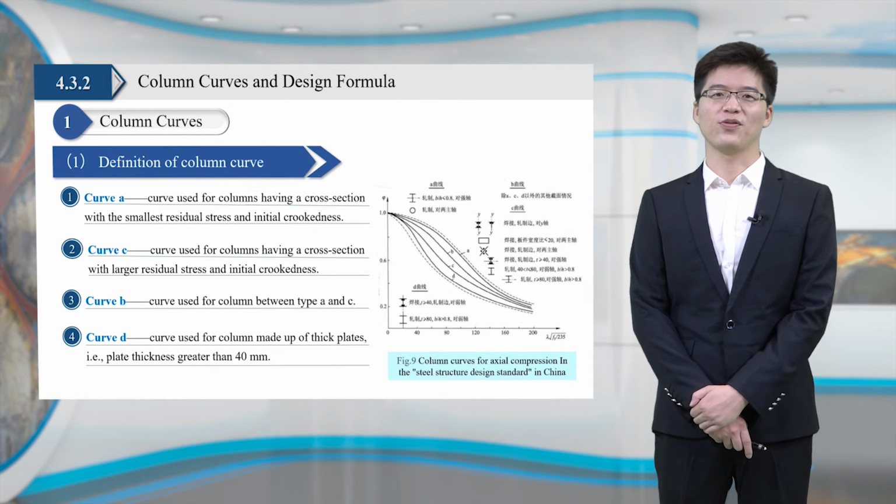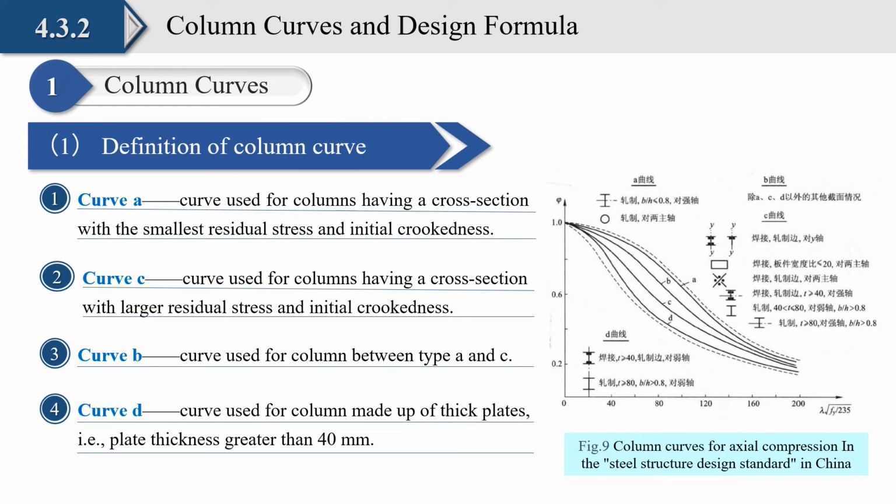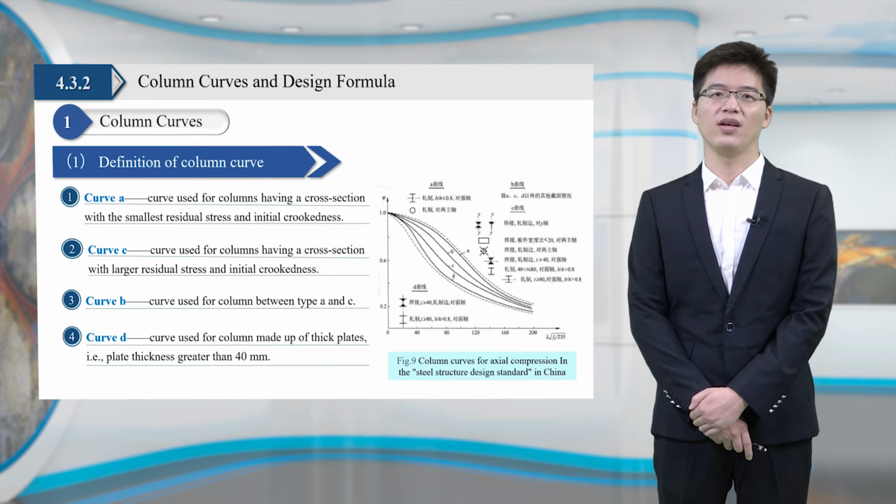Curve A is used for columns having a cross-section with the smallest residual stress and initial crookedness. Curve C is used for columns having a cross-section with large residual stress and initial crookedness. Curve B is used for columns having a cross-section between type A and C. Curve D is used for columns made up of thick plates, namely the plate thickness is greater than 40 millimeters. The specific cross-section classification of axial compression members can be referred to the corresponding design code.